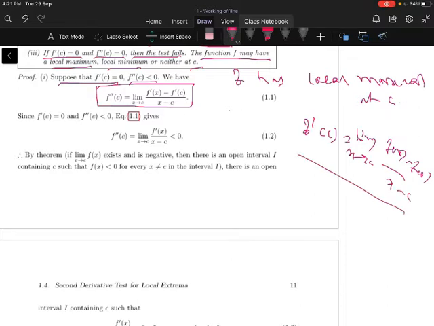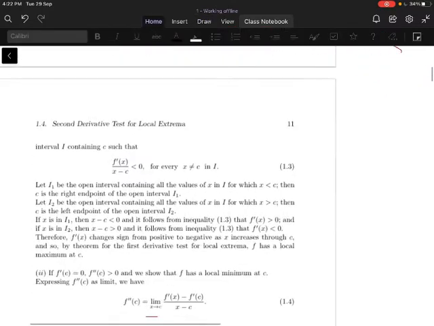So this is the definition of the derivative of the function f of x at x equal to c. Similarly, f double dash of c is equal to the limit as x tends to c of f dash of x minus f dash of c by x minus c. These are written from the definition of the second derivative. Since from the data f dash of c is equal to 0 and f double dash of c is negative, equation 1.1 becomes: f dash of c is equal to 0, the remaining part is f dash of x by x minus c, and this is less than 0 from this data.